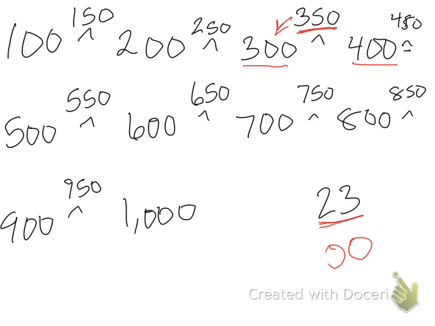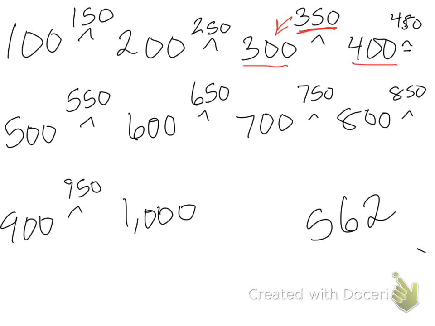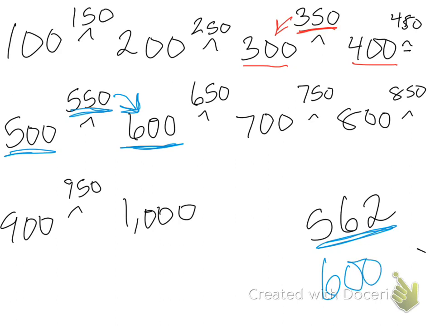Okay, let's try another number. Let's say I have 562. Okay, so 562 I know is in between 500 and 600. So now I need to look and see where it would fall. Well, 562 is bigger than 550, which means that it's going to be closer to 600. So I would round 562 up to 600.